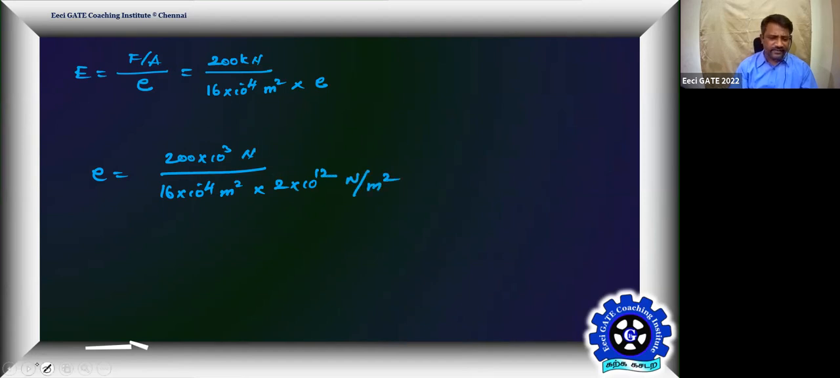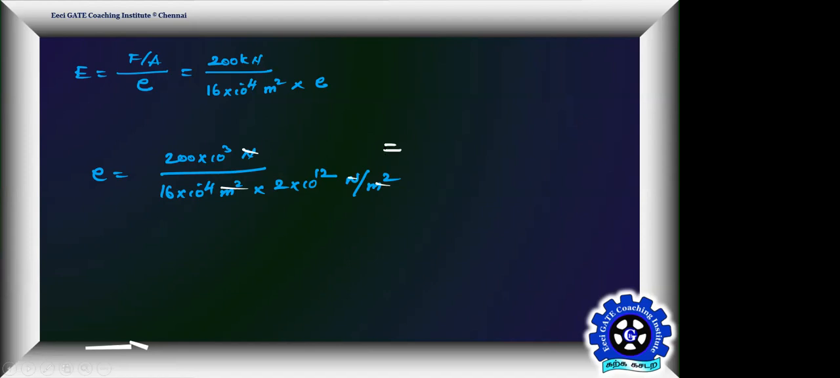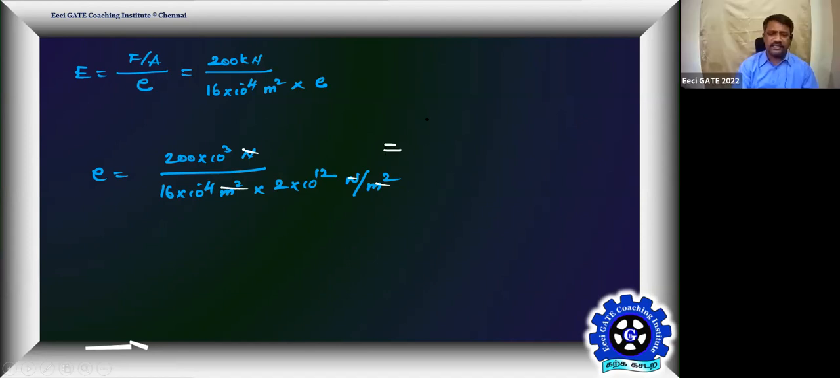Are they getting cancelled now? Yes, right? So then the result is micro strain. The numerator is 2 into 10 power 5 and the denominator is 2 into 10 power 12, so the 2 and 2 get cancelled. Simply it is 1 into 10 power 5. And what else is in the denominator? 16, 10 power minus 4 into 10 power 12. It is going to be 16 into 10 power 8. Agree? Yes or no?